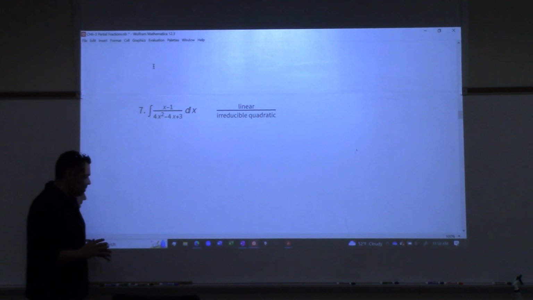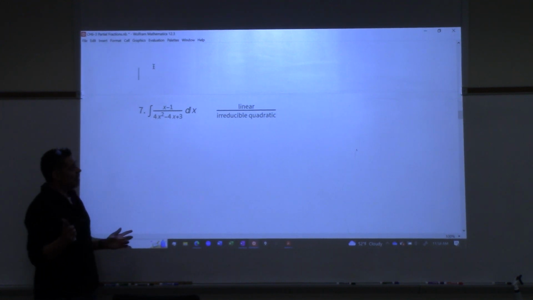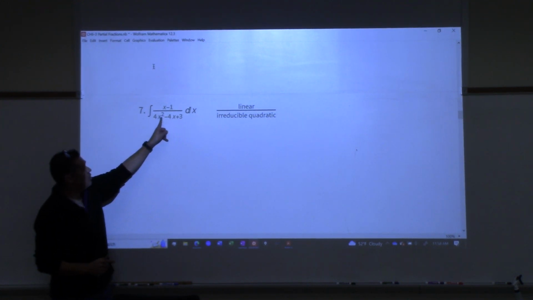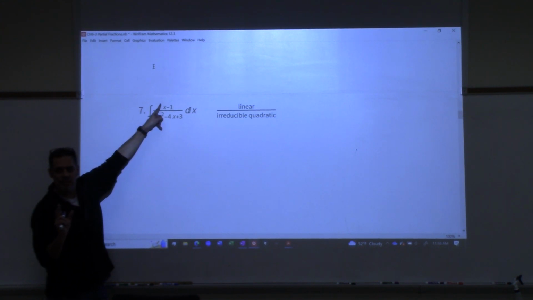The method that I like. I realize the denominator is a quadratic, right? And I know that when I take the derivative of a quadratic, I should get a linear. That's just the way derivatives work. If I have a quadratic function and I take the derivative, I'll get a linear function. So wouldn't it be awesome if I took that as my u and I took its derivative and it actually gave me that? Wouldn't that be really nice? It'd be convenient, wouldn't it?